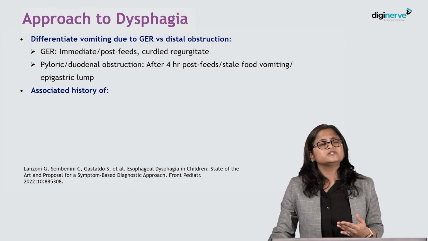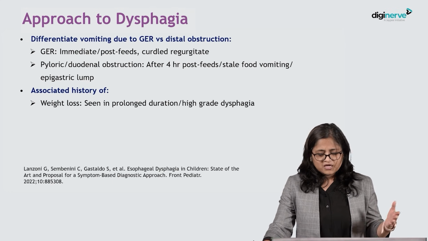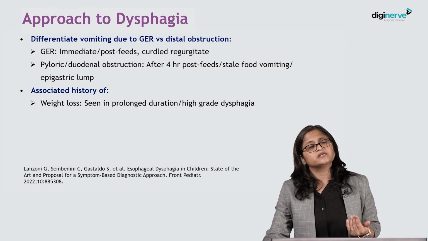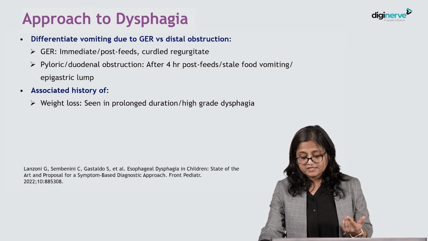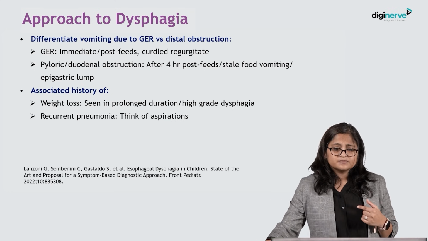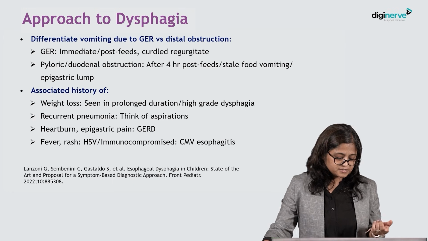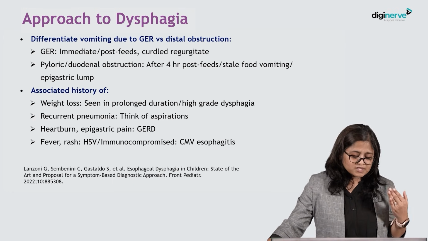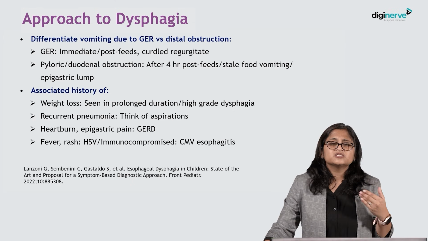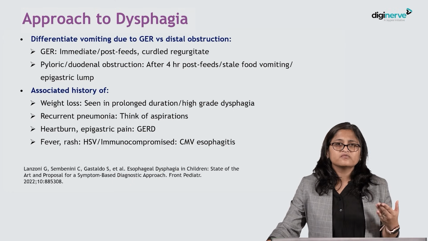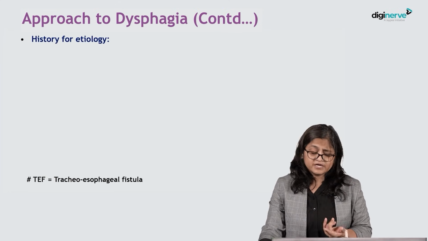Then finally, we have to take clues from the history regarding what are the associated symptoms. For example, if the dysphagia is prolonged or the narrowing is critical, there will be associated weight loss. If there are repeated episodes of pneumonia, you have to think that this is a tight stricture. Then if there is associated symptom of heartburn and epigastric pain, then you have to think of gastroesophageal reflux disease. And if there's a child who is immunocompromised, there's a history of fever, rash, you have to think of CMV esophagitis. In a child who is exposed to prolonged antibiotics, you have to think of candida infection, and so forth.